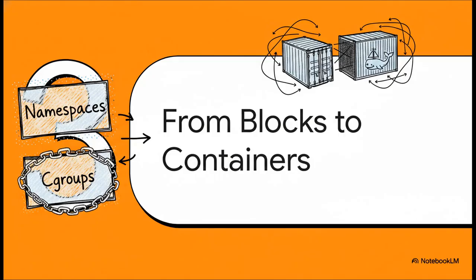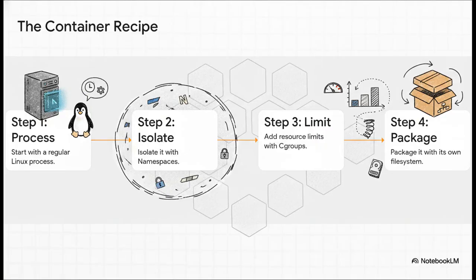All right, so we've got our Lego pieces, right? We've got namespaces to build the walls for isolation, and we've got cgroups to set the rules and resource limits. Now, let's put them together and see how we actually build what we all call a container. And this is it. This is literally the recipe. You start with any old Linux process. Could be anything, like nginx, or even just sleep. Then, you wrap it up in a cozy blanket of namespaces to give it that private room. Next, you apply cgroups to set its budget. And finally, you give it its own little file system to look at. And that's it. You've just built a container, conceptually speaking.